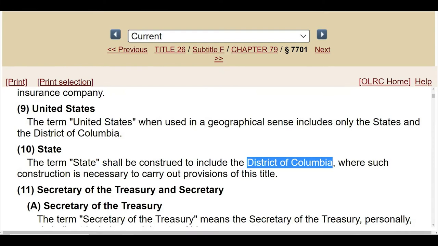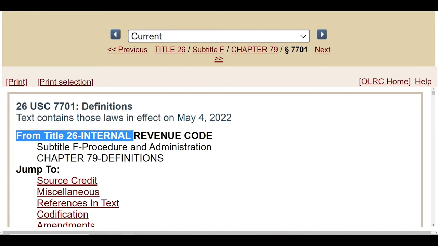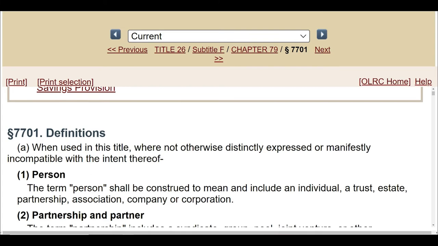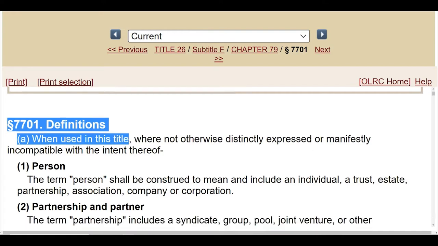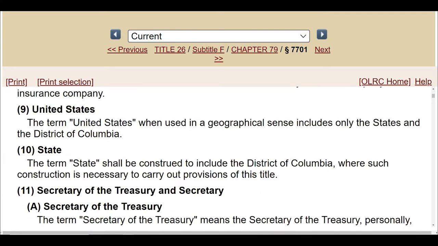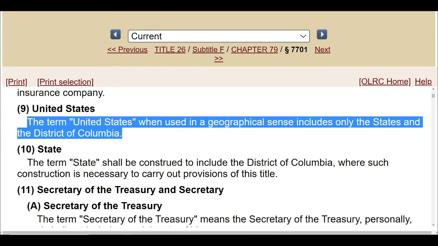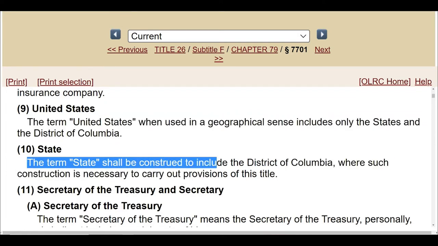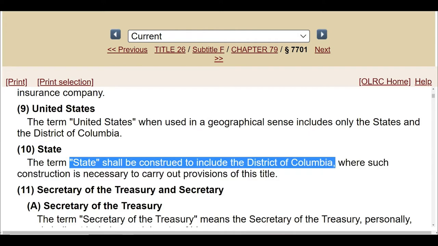Now, assuming you've done so, let me give you a quick review of the Internal Revenue Code, Title 26. We covered the fact that in Chapter 79 definitions, Section 7701, it says when used in this title, the definition of United States and state are very clear and specific: the term United States, when used in a geographical sense, includes only the states and the District of Columbia, and the term state shall be construed to include the District of Columbia. Okay. Now, people say, well, I'm not sure about the word state, and I'm not sure if it really includes the 50 states or not.